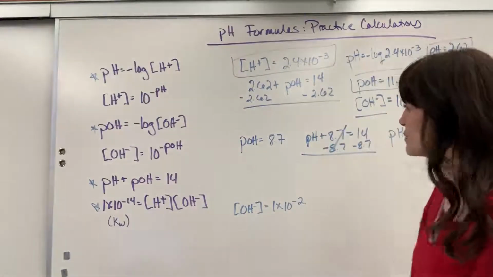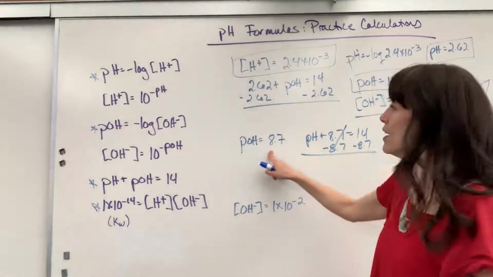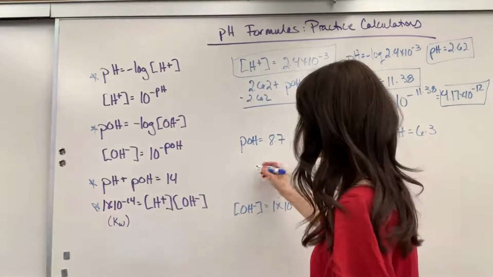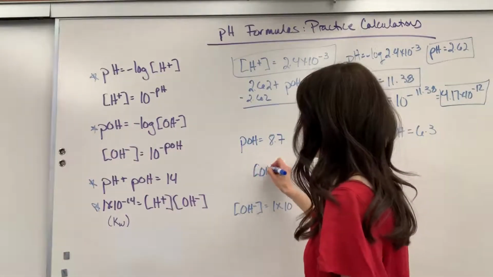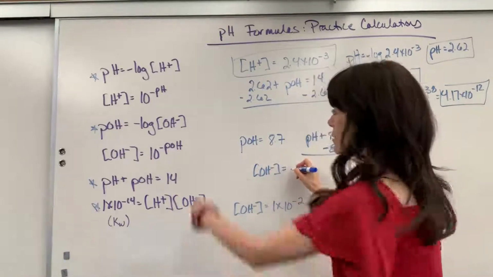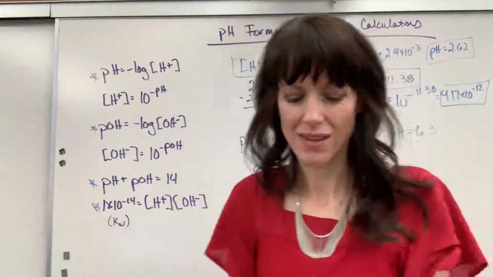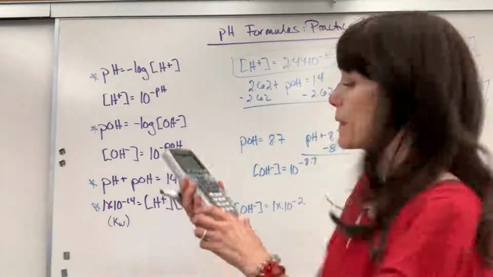Let's go ahead and find our hydroxide now. So hydroxide, I want to use this formula right here. Hydroxide, we're going to do the hydroxide concentration equals 10 to the negative 8.7. Okay, now I want to show you how to do this in your calculator.